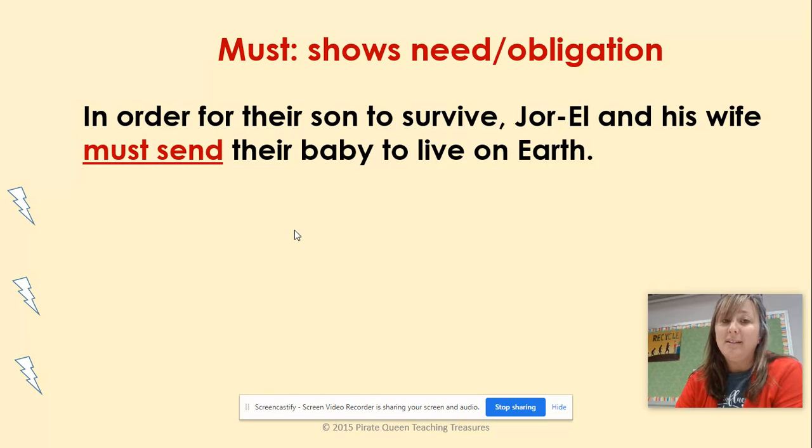Next one is must. That shows the need or an obligation. In order for their son to survive, Jor-El and his wife must send their baby to live on Earth.